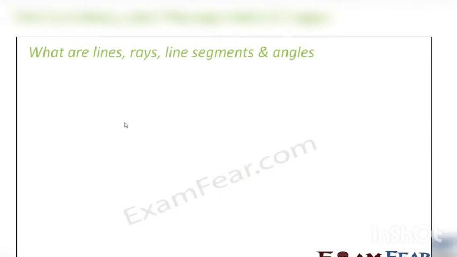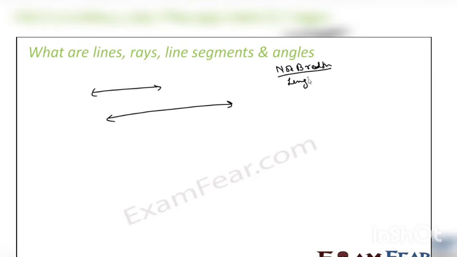Let's start our chapter with lines, rays, line segments and angles. What are lines? We know a line is a geometrical object that is infinitely long and infinitely thin. We have studied this in the past chapter. Infinitely long, it can be this long, it can be this long, and it's very thin. So it doesn't have any breadth, but has length. That is a line.